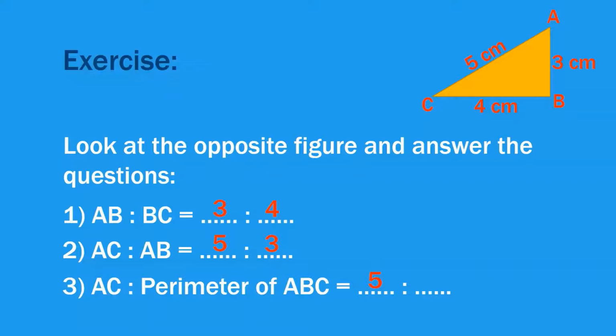As we know, the perimeter of any shape equals the sum of its side lengths. It means the perimeter of the triangle equals 3 plus 4 plus 5. 3 plus 4 plus 5 equals 12. So the perimeter of triangle ABC equals 12. So the second term will be 12. So the ratio between AC to the perimeter of ABC equals 5, which is the length of AC, to 12, which is the perimeter of the triangle ABC.